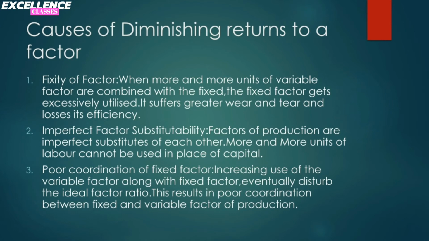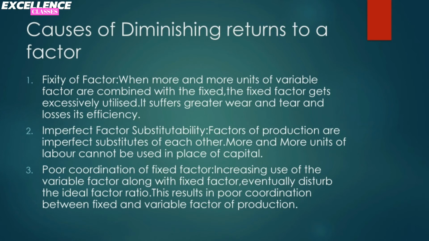In fixity of factor, when more and more units of variable factors are combined with the fixed factors, the fixed factor gets excessively utilized. It means that it suffers from greater wear and tear and loses its efficiency. Due to loss in its efficiency, the marginal product will decrease, but the total product will increase but at a diminishing rate.